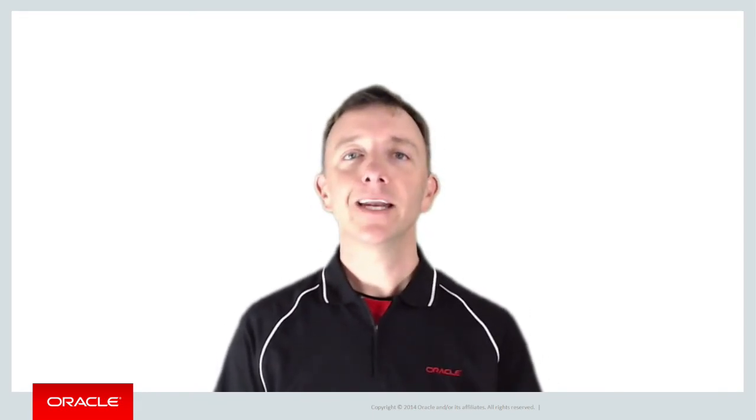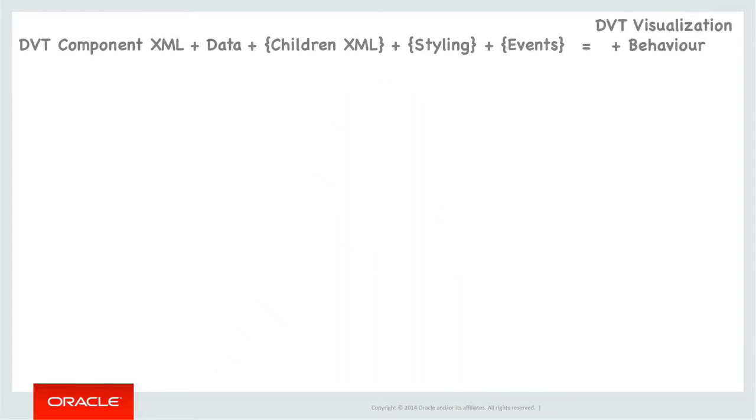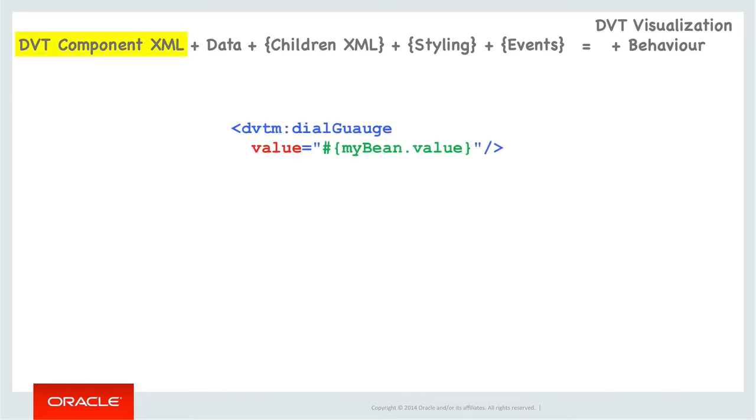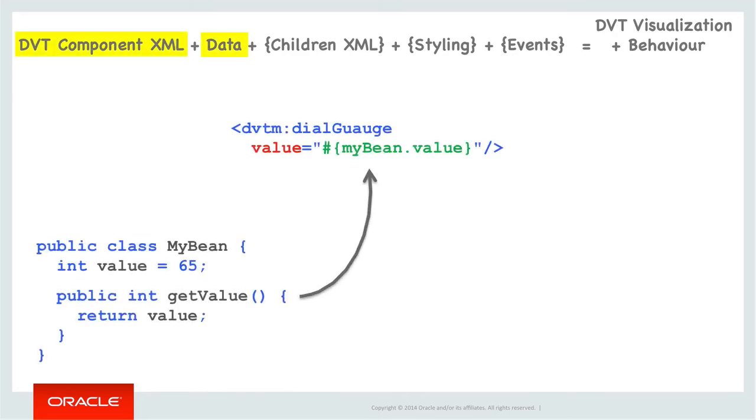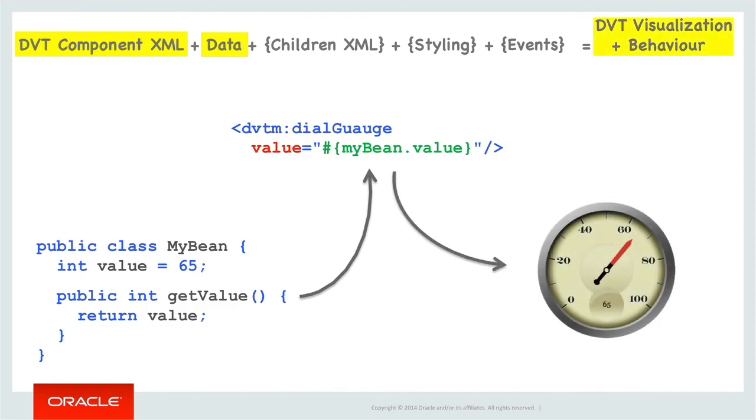So with this simple formula, let's explore some of the DVT components in each category so we get an understanding of what needs to be built. For something like a DVT dial gauge, which is a relatively simple component, it requires a single value, either a hard-coded value or a value derived from a bean or binding as shown here to show its results.